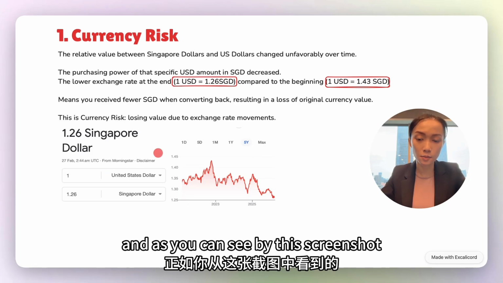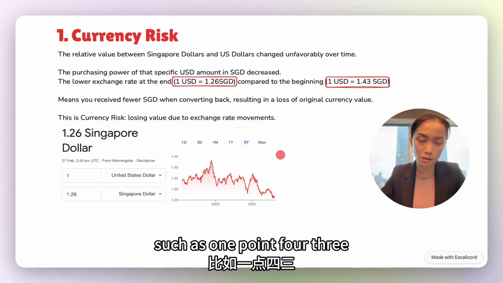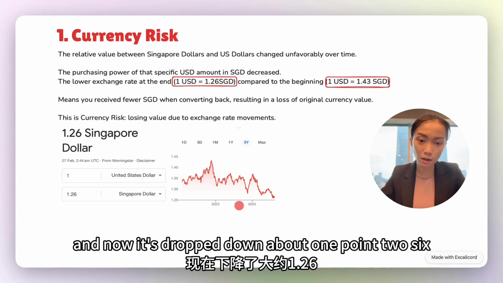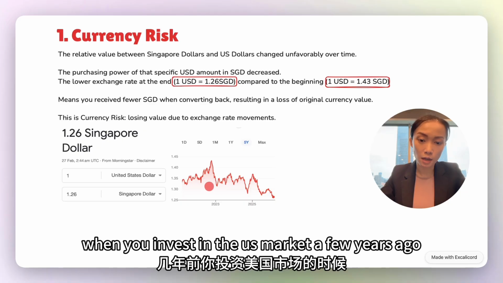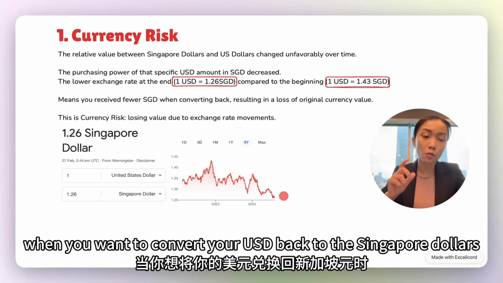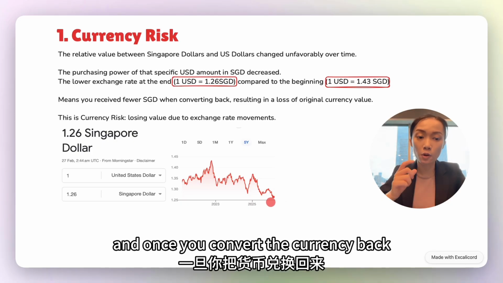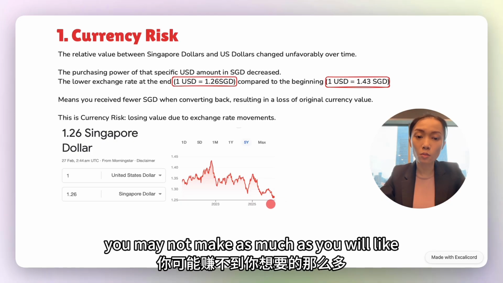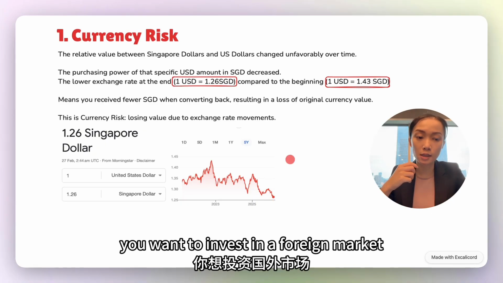And as you can see in the screenshot, the US dollar to Singapore dollar rate has changed quite a bit and used to be really high, such as 1.43, and now it's dropped to about 1.26. So when you invest in the US market a few years ago, you will exchange at a slightly higher rate. And when you want to convert your USD back to Singapore dollars, the currency has dropped over the years. And once you convert the currency back, you may not make as much as you would like, because currency risk always exists when you want to invest in a foreign market.